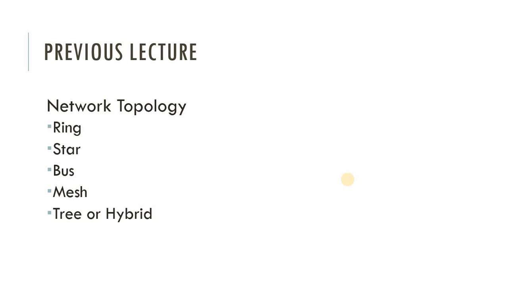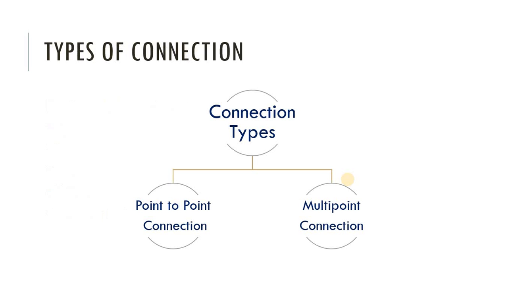In your previous lecture, you learned different types of network topology like ring topology, star topology, bus topology, mesh topology, and tree or the hybrid topology. So I hope now you all are clear with the different types of topologies. So let's start today's session.